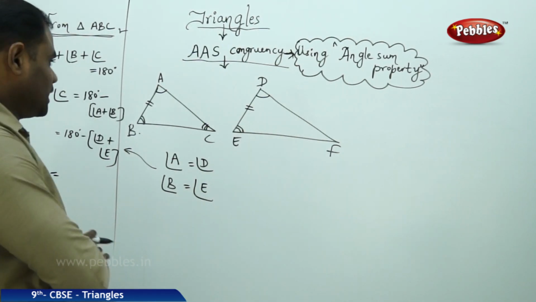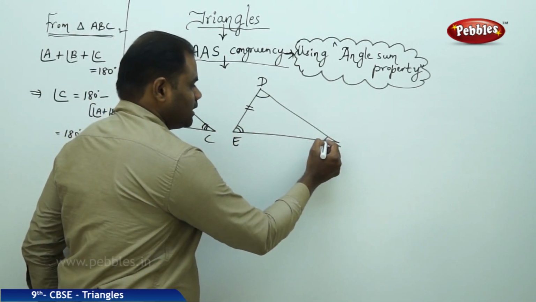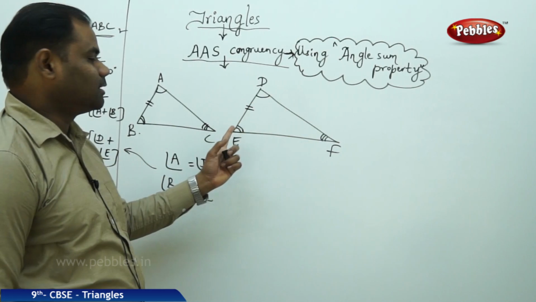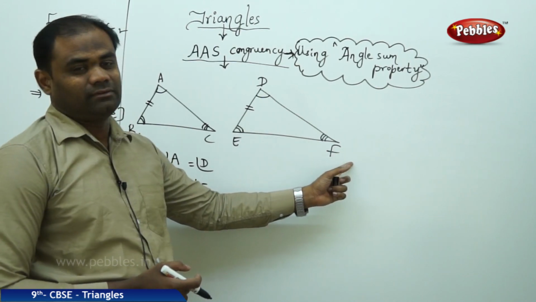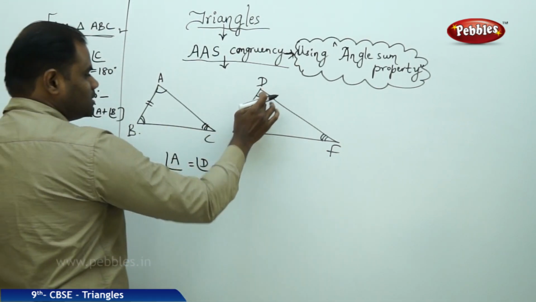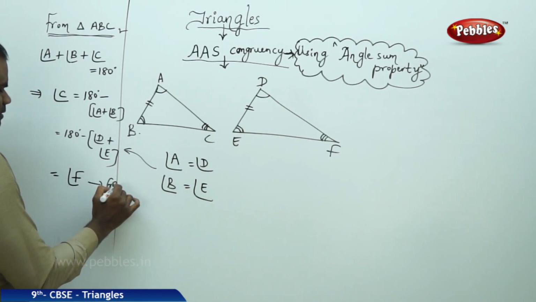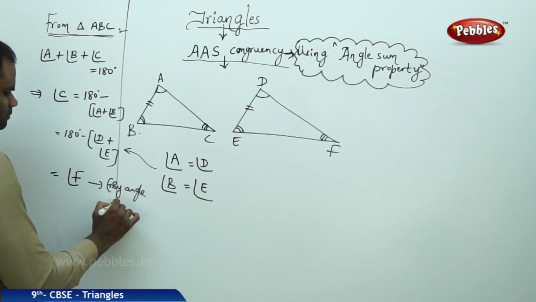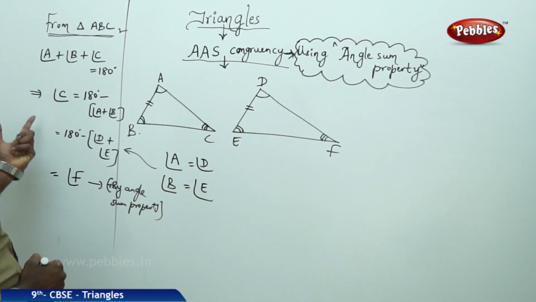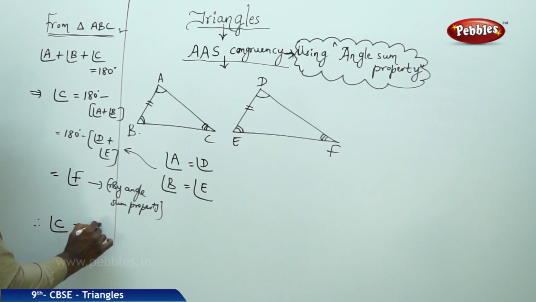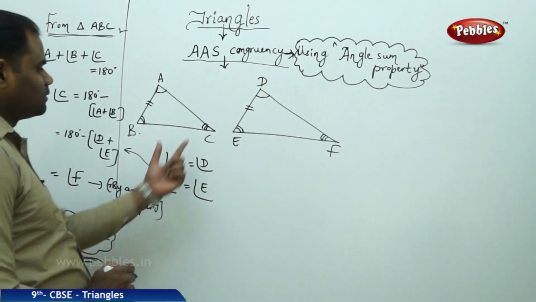Now let me switch to the other triangle, triangle DEF. Here I clearly have angle F equal to 180 minus (angle D plus angle E), using the angle sum property in the second triangle DEF. Therefore, 180 minus (angle D plus angle E) must be angle F, by the angle sum property in the two triangles. Therefore, I come to the conclusion that angle C must be equal to angle F.